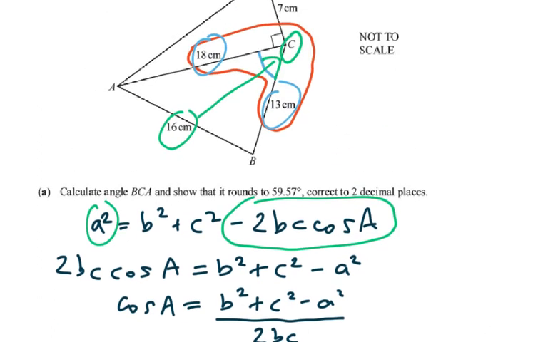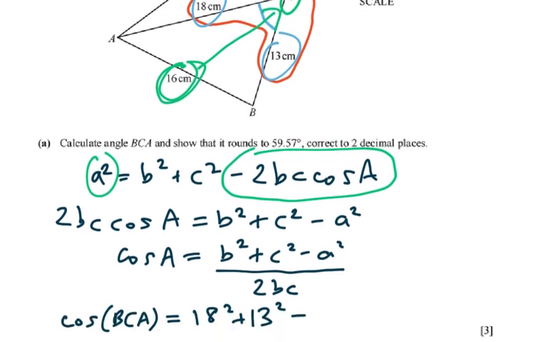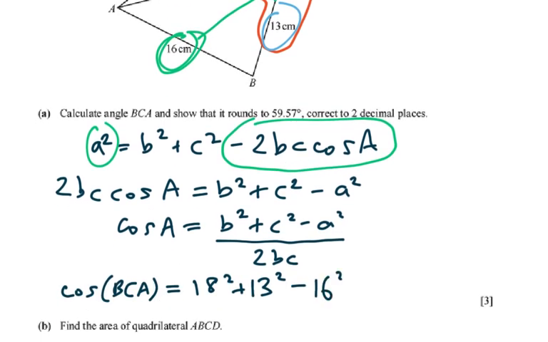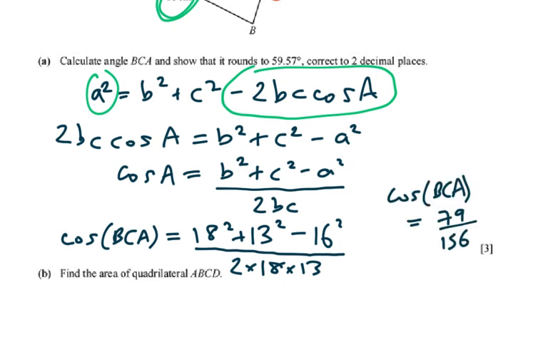minus a squared, which is easy to find because it is the side which is opposite the angle that we've got. So that's how you can differentiate between the sides: 2 go together, and the other one is actually opposite the angle that you're given. And then divided by 2 times 18 times 13. They're the 2 sides in the trapped angle. Then you can type that into your calculator, and you should find that the cos of angle BCA is equal to 79 over 156.